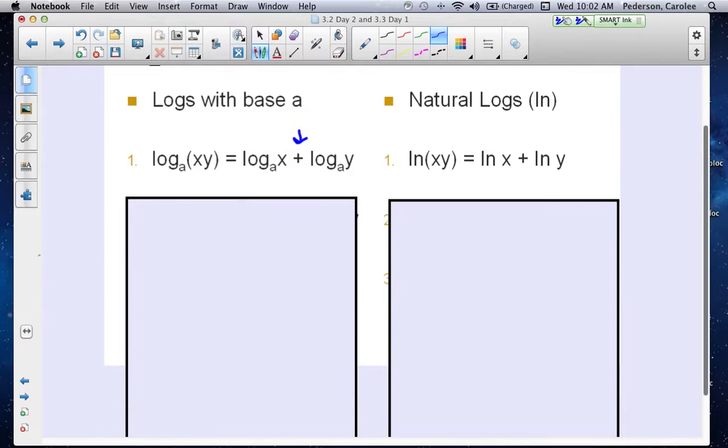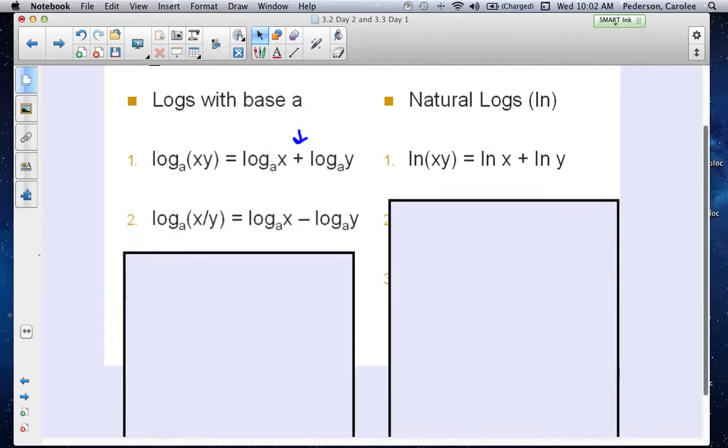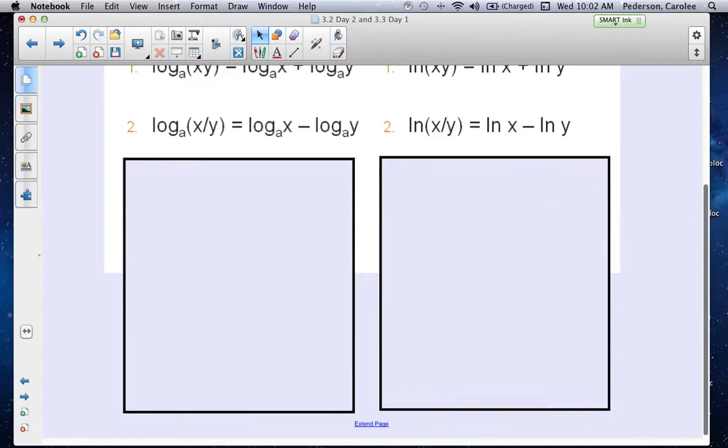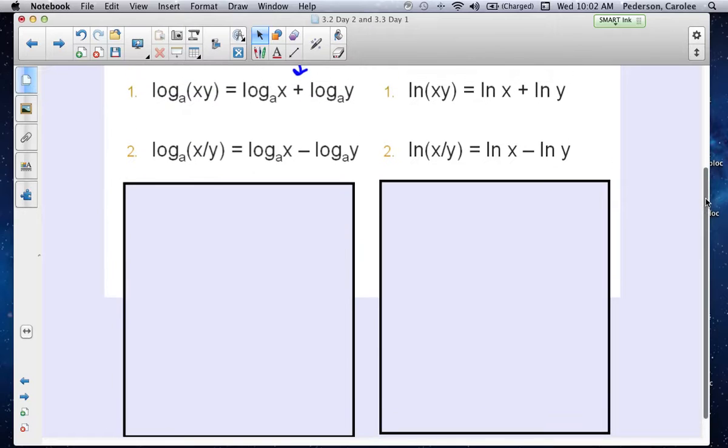Here's the second property. If I have division in that parentheses to expand out to separate logarithms, we now have subtracting them. That's the difference, is now it's subtracting them. So if you have division, to undo that, it's subtracting and have two separate logarithms.